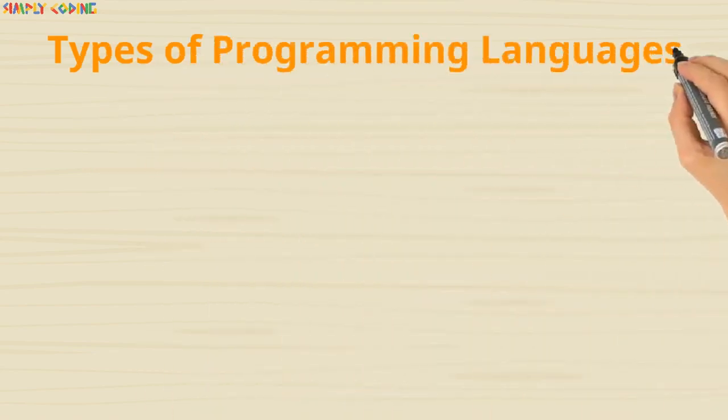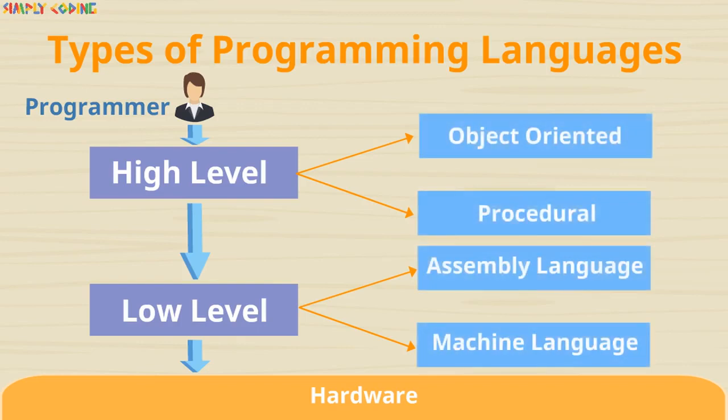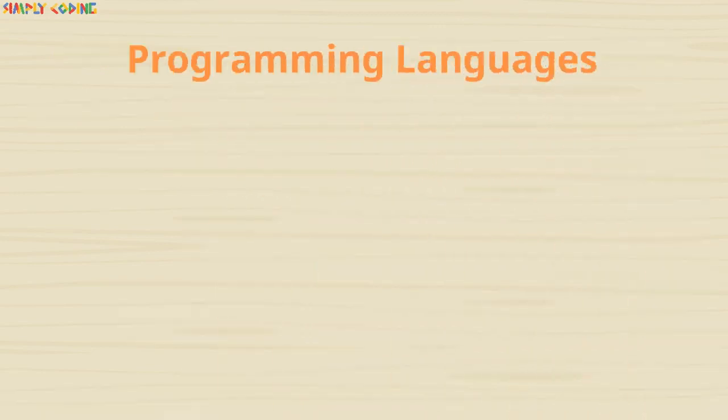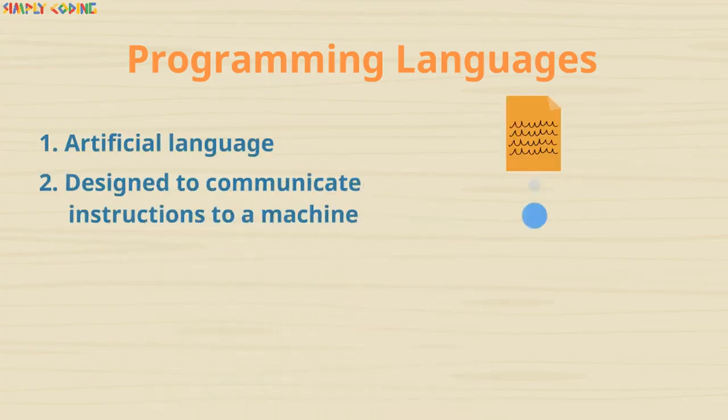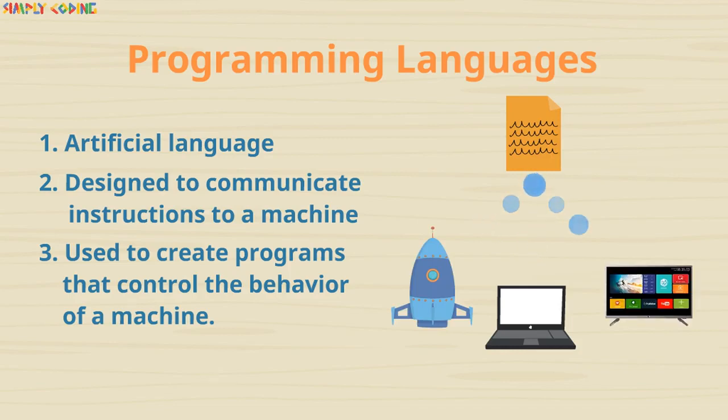Hello, in this video, we are going to explain to you what are the different types of programming languages. A programming language is an artificial language designed to communicate instructions to a machine, particularly a computer. Programming languages can be used to create programs that control the behavior of a machine. It could be a rocket, computer, or even a smart TV.